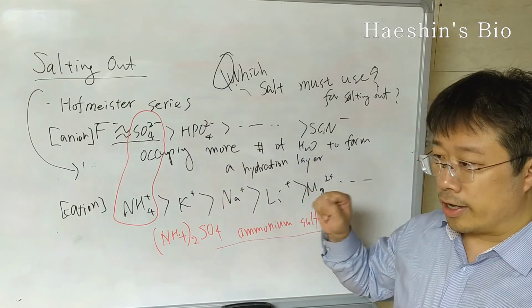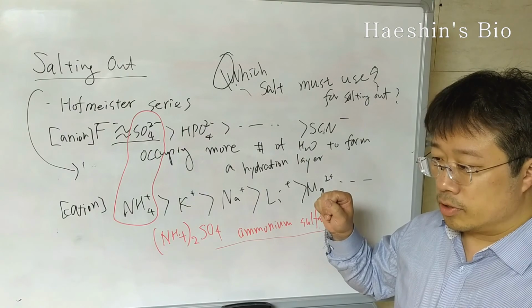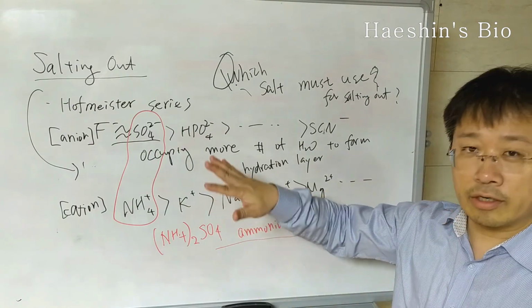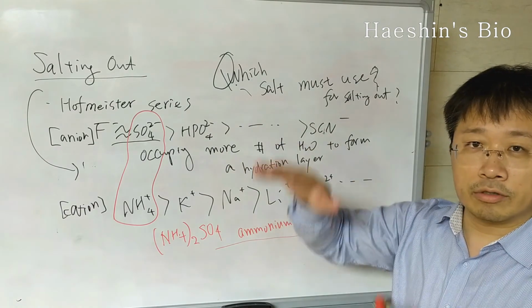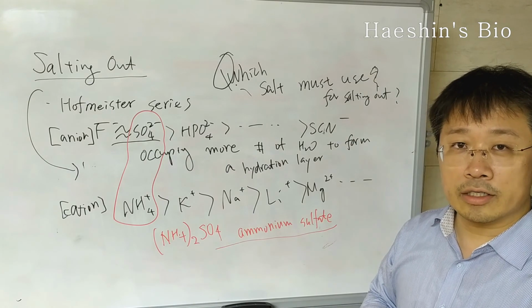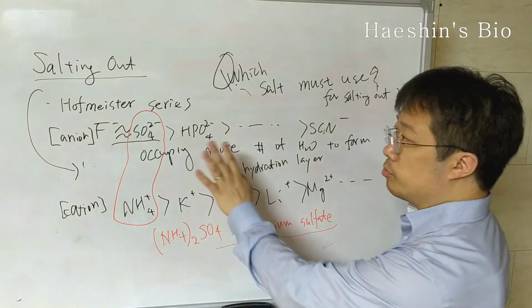You probably add 0.5% in weight ratio, 1%, 5%, gradually increasing it. All the proteins actually dissolve, salting out from the solution. That is one of the good methods to purify the protein.